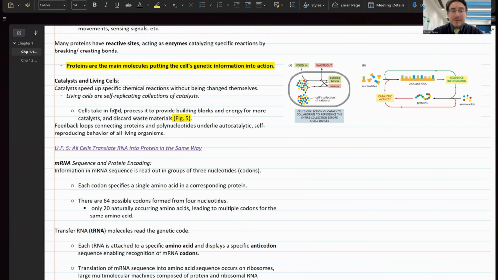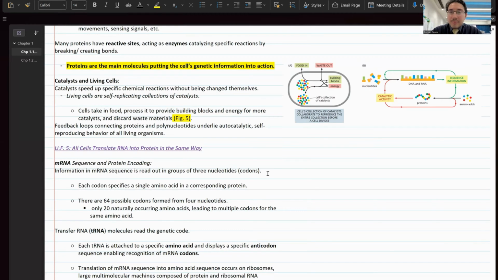Okay. And talking a little bit more about catalysts in living cells, catalysts speed up specific chemical reactions, incredibly specific chemical reactions, without themselves being changed, basically, in essence, being an enzyme. And if we were to think about how a living cell actually functions, living cells are essentially self-replicating collections of catalysts. You have this big combination of chemicals within a little sack of more chemicals, basically the cell membrane, and they're just reacting together. Things are occurring, things are being made, things are being broken. So a cell is basically a self-replicating collection of catalysts.